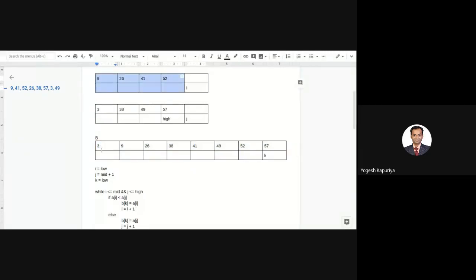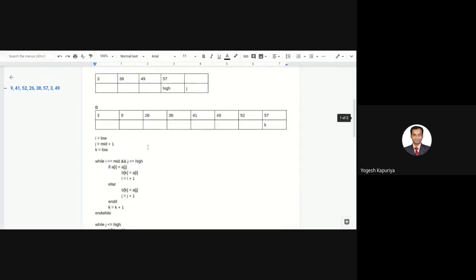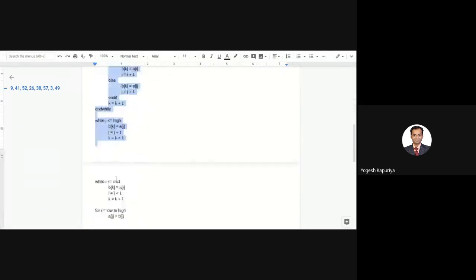So what you require now is you should make sure that 3 is copied here, 9 is copied here, 26 copied here, 38 copied here, 41 copied here, 49 copied here, 52 copied here, and 57 copied here. So basically what you require is, for i equal to low to high, you simply copy every element of B into the corresponding element of A. So this is actually your merge algorithm.